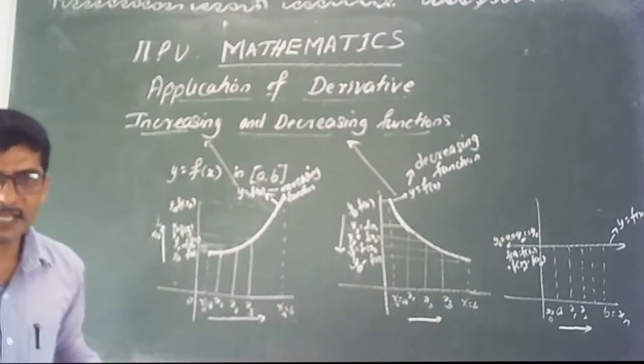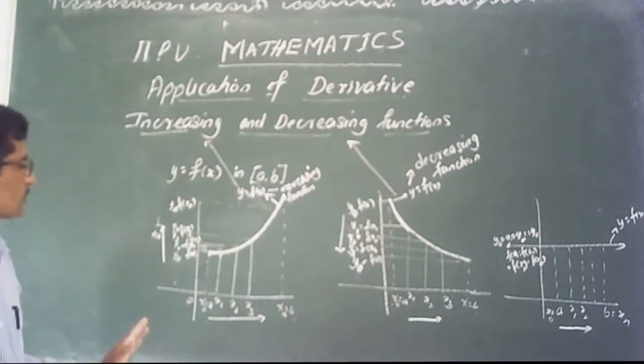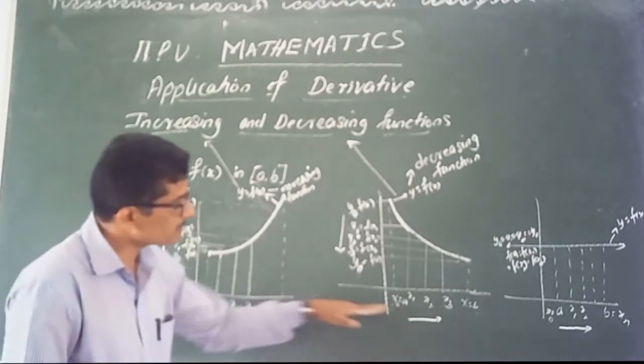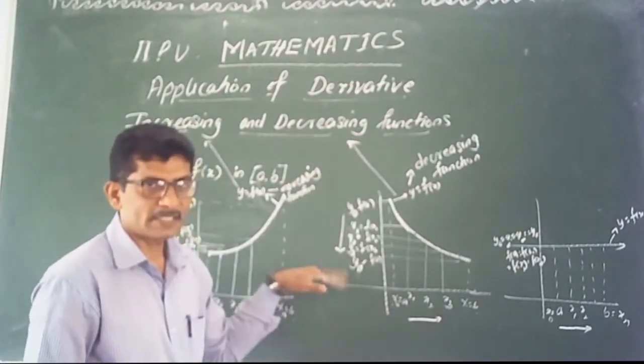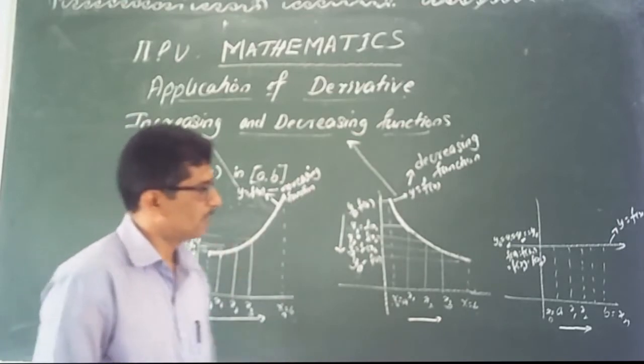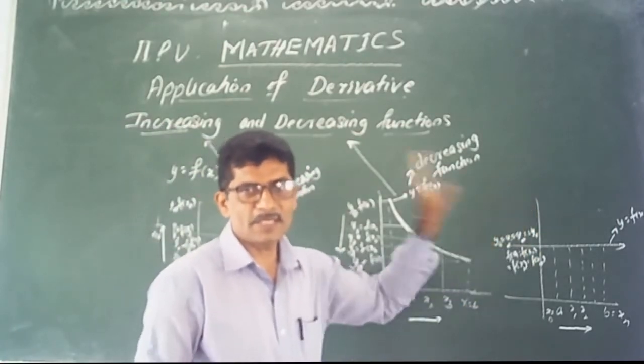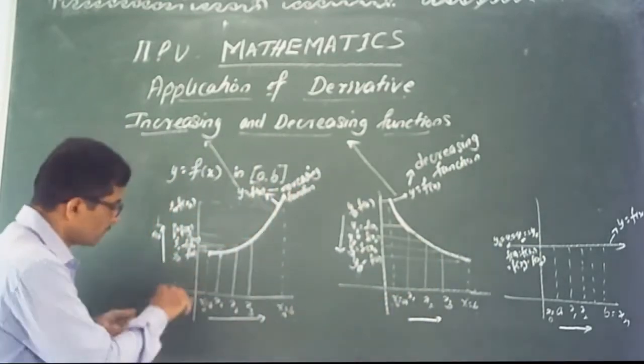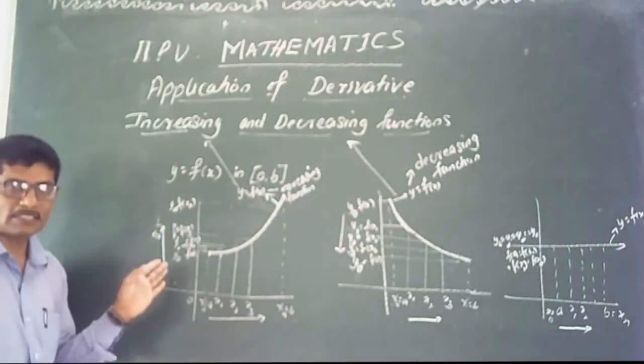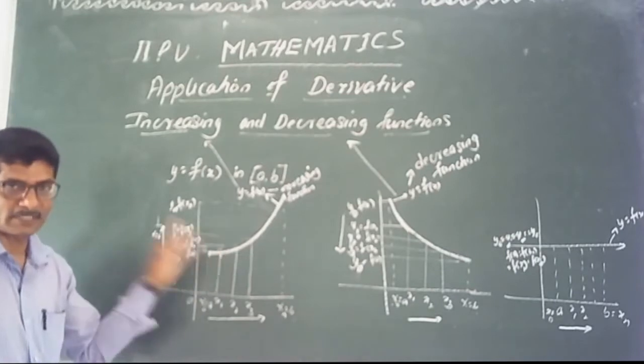Increasing means when x increases, y also increases. And when x increases, y decreases, then you say that it is a decreasing function. When x increases, y is constant, it is said to be a constant function. And you can write this algebraically. This one is the geometrical way, you can say that.